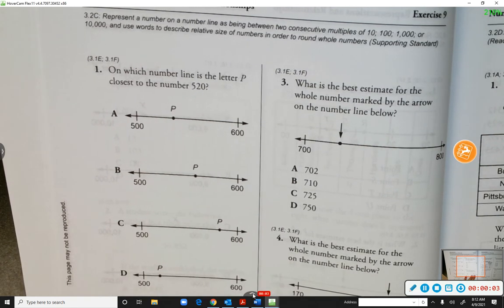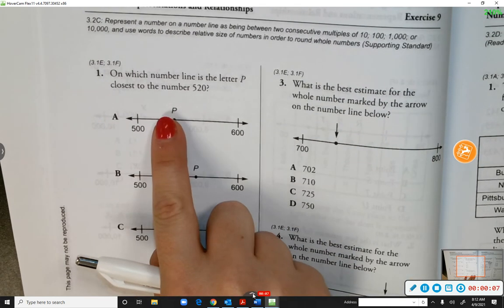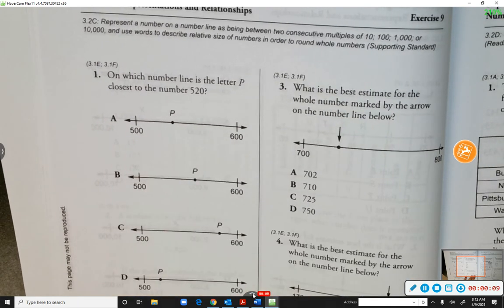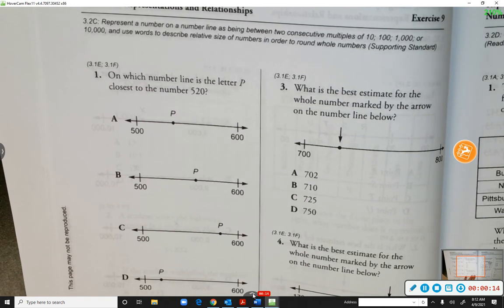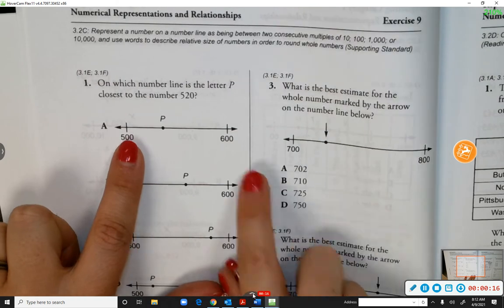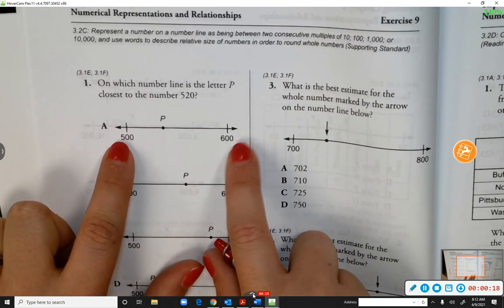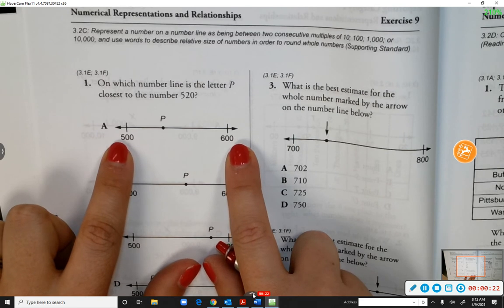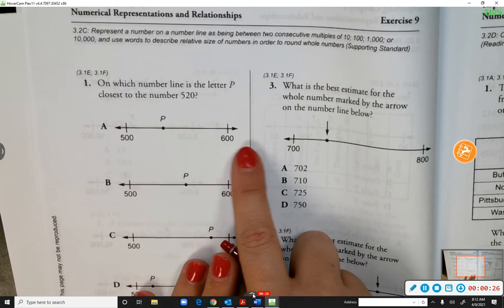Okay, we're starting with page 14 in your STAAR Master book. Number 1 says, on which number line is the letter P closer to number 520? Okay, so you have to know what is about halfway between 500 and 600, or what is exactly halfway. What is in the middle of 500 and 600?